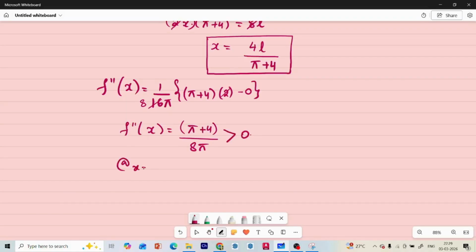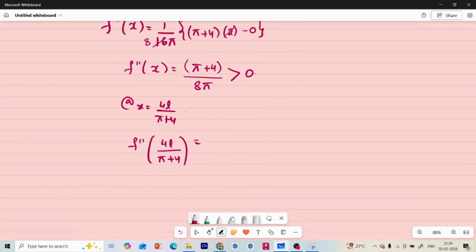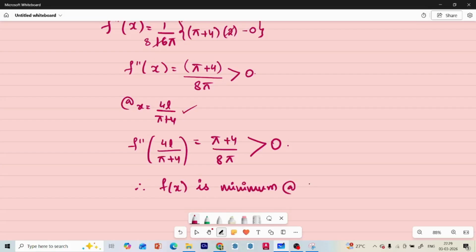Suppose x is equal to 4l by pi plus 4, even then f double dash of this value 4l by pi plus 4 is still a constant function, it is still going to be the same and it is still going to be greater than 0. So at this point f double dash x is greater than 0, therefore f of x is minimum at x is equal to 4l by pi plus 4.